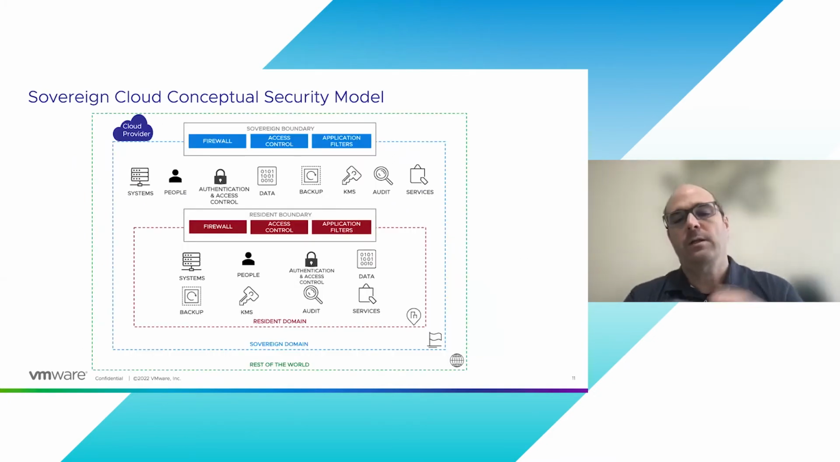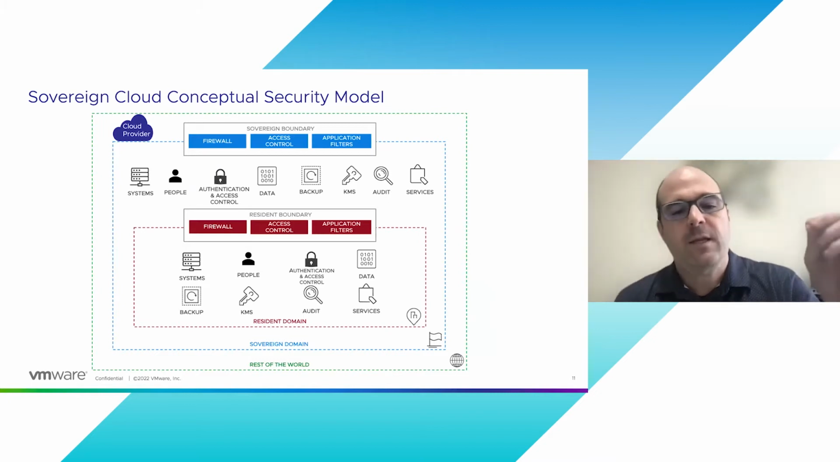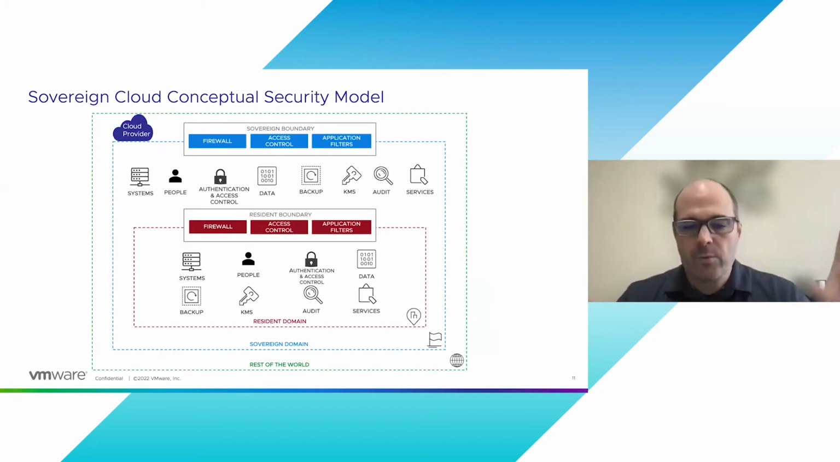When we look at a conceptual model, we again see the cloud provider is out in that outer rim there where it's labeled, the rest of the world. When we think about that area of access, we know that there is limited access into a sovereign cloud. It has to go through very controlled processes and protocols and policies to make sure that the data is secure.